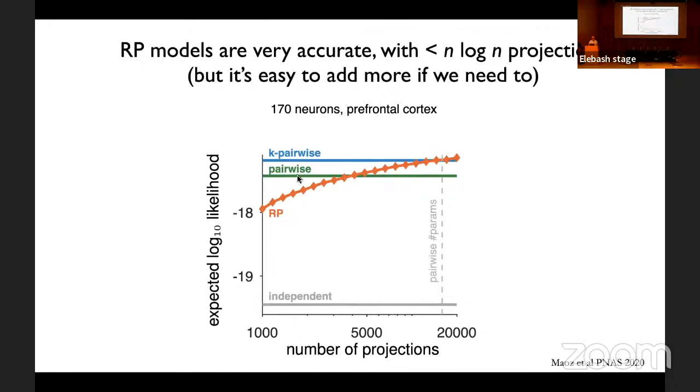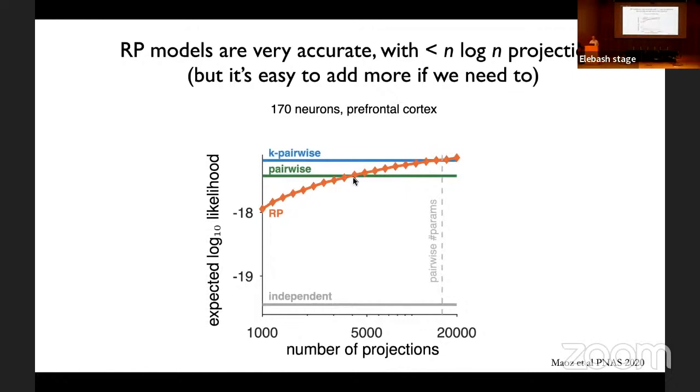This is the pairwise model. This is something called the Kerr pairwise model that Gasper and company here played with, adding higher order terms. And this is the performance of these random projection models as a function of the number of projections. If you just had the number of pairwise terms, this is about 15,000, so this is this broken line on the right. And so we basically beat the pairwise model already with a handful of a few thousand projections. What's nice about this is that, of course, if you needed more projections, it's easy to get more of them and see where it gets you.